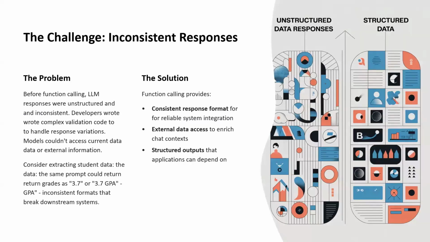So what is the challenge? The challenge is inconsistent responses. Before function calling came, LLM responses were unstructured and inconsistent. And what that means is if you had a model that was trained for a certain use case, the way models work is once they are trained, they can answer questions based on that use case. They are well informed, and the more they are trained, the more details they can return to you.